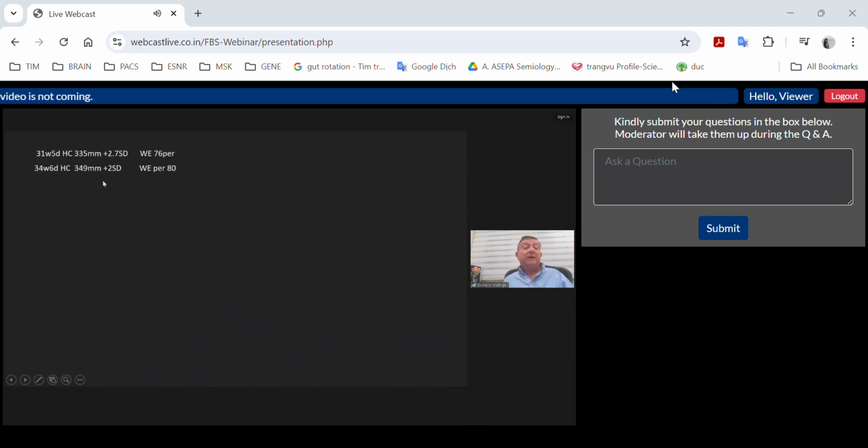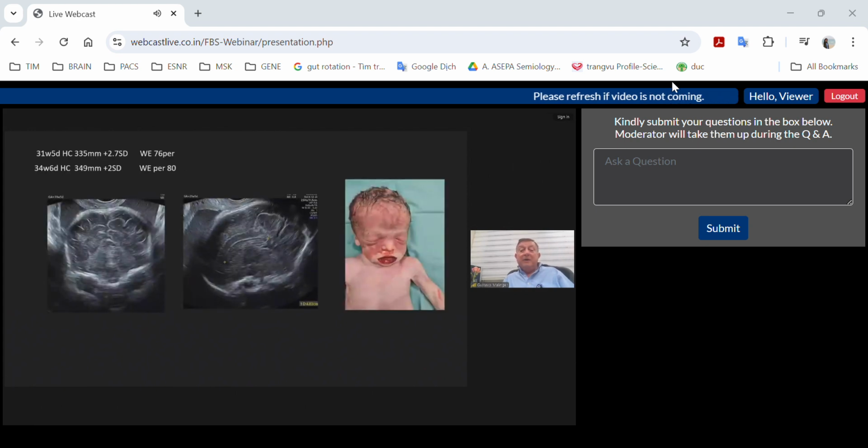Here we have another case at 31 weeks and 5 days. The head circumference was 2.7. At 34 weeks and 6 days, it seems that this head circumference is smaller. Again, the fetus was not macrosomic, was large but not macrosomic. But these are the findings. You see here the abnormal sulcation and gyration of the occipital horn. It's a very large corpus callosum, and the very big head in relation to the face.